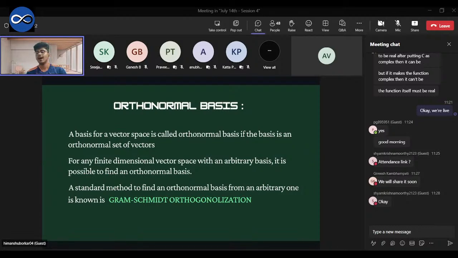If you guys have any doubts, you can send them in chat, and Atreya or Girish, please notify me so that I can clarify it.